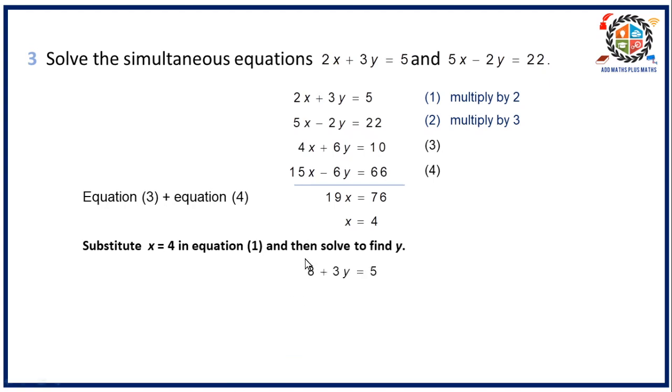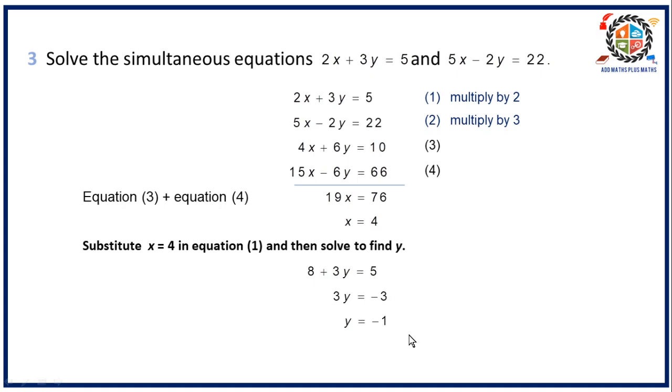I'll take away that 8. If I subtract both sides by 8, 3y is equal to negative 3. And I divide both sides by 3. If I divide both sides by 3, y is equal to negative 1.